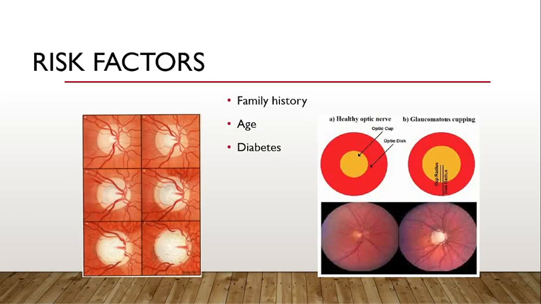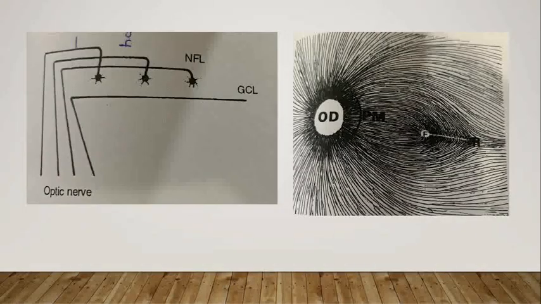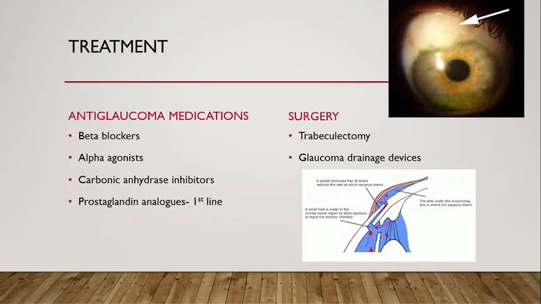So from like this is what you call 0.1 cupping, this around 0.6, then this around 0.9. So this is very little area. This is the hollow center. This is the neuroretinal rim, which is very thin, which is associated with visual field defects.